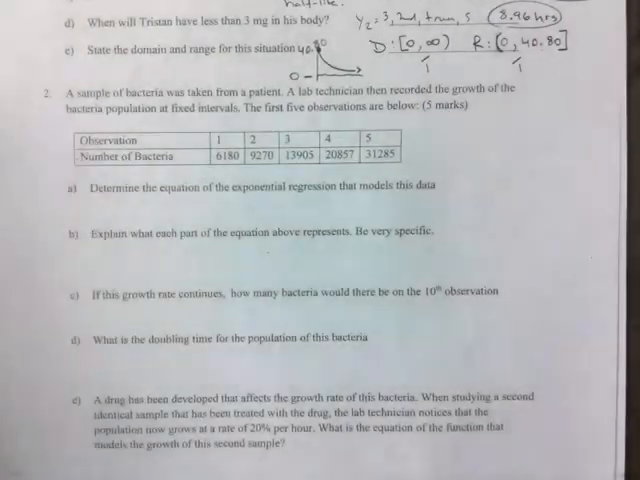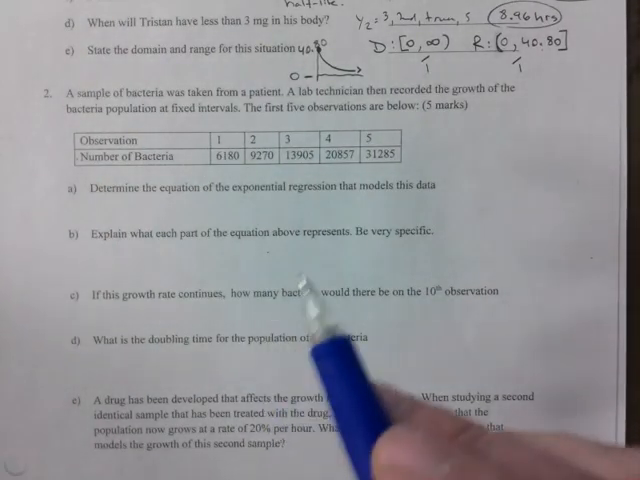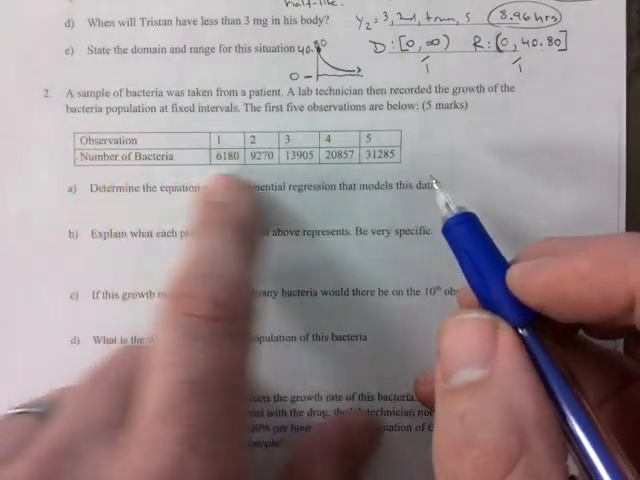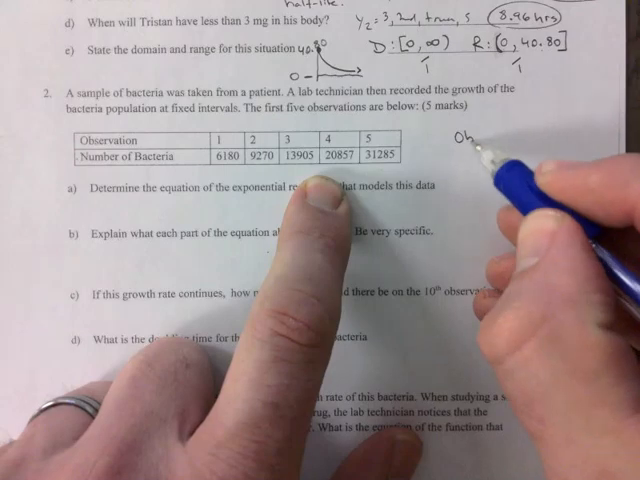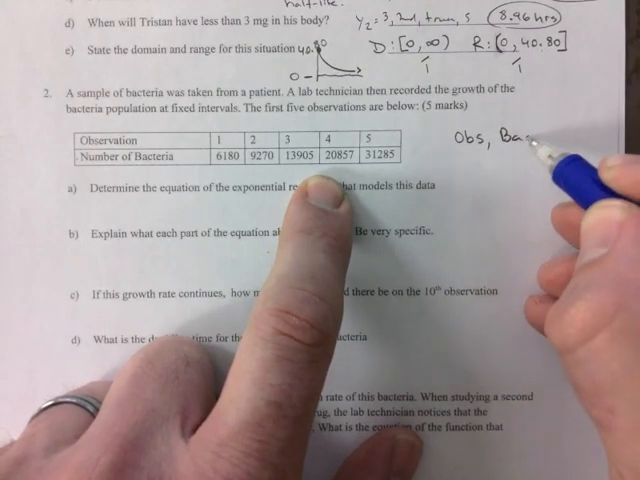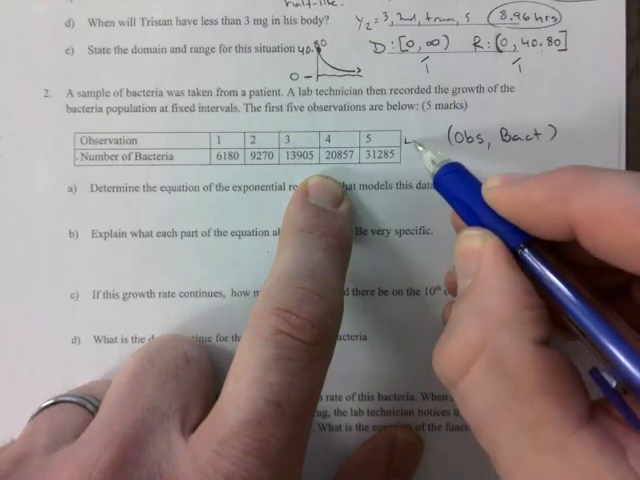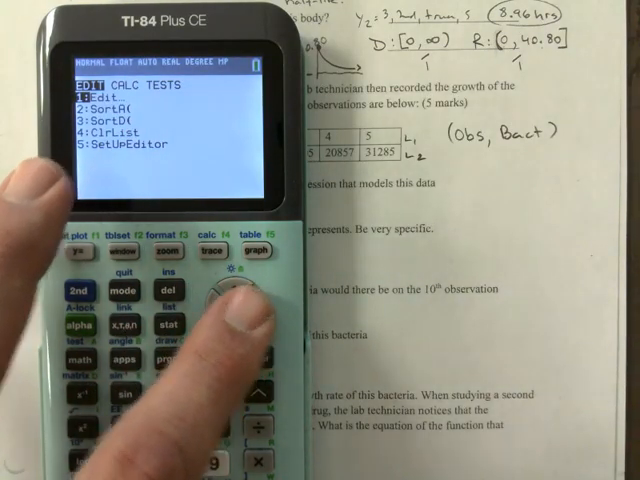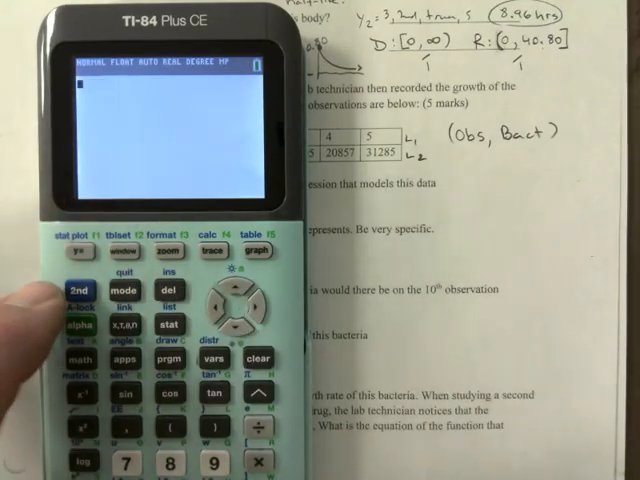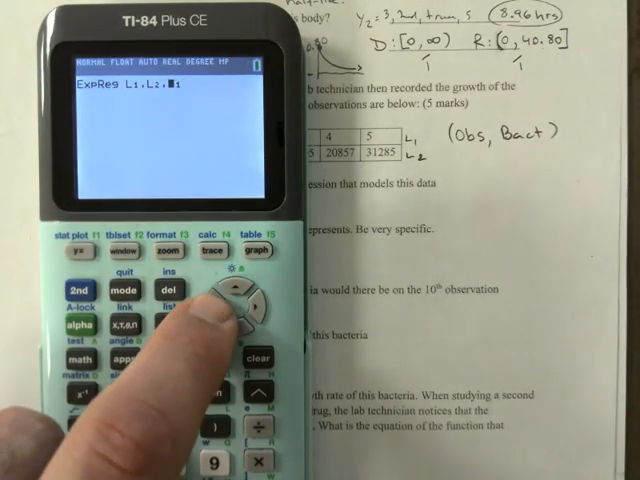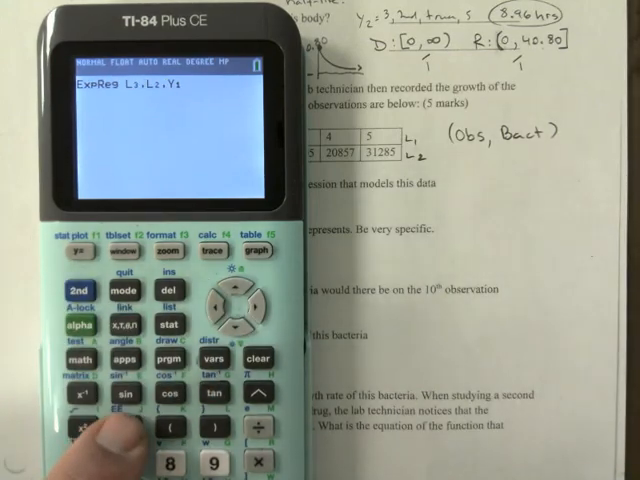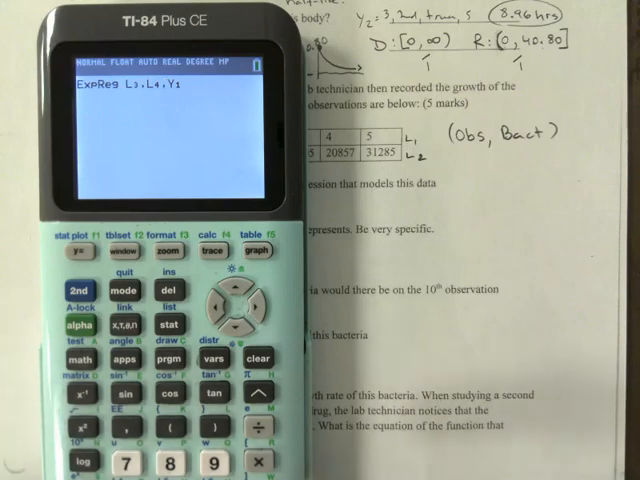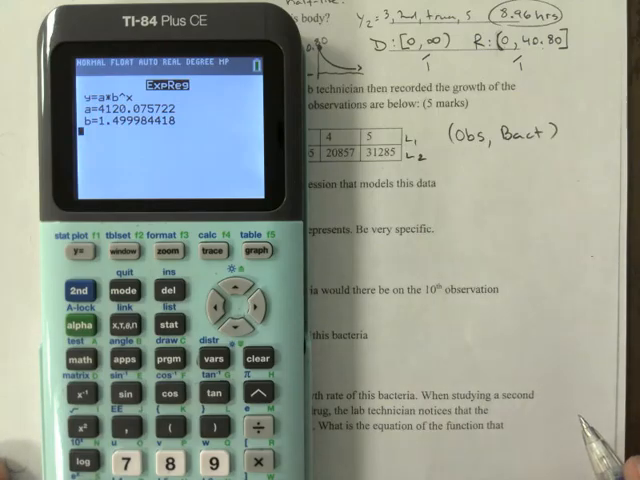Let's keep going. I already entered this, so we have bacteria, so number of observations and bacteria. Every single point is going to be observations and bacteria, right? So this is L1, L2. I'm going to do this a little differently here. I'm going to call exponential regression, but I entered this into L3 and L4. That way I can do this a little faster.